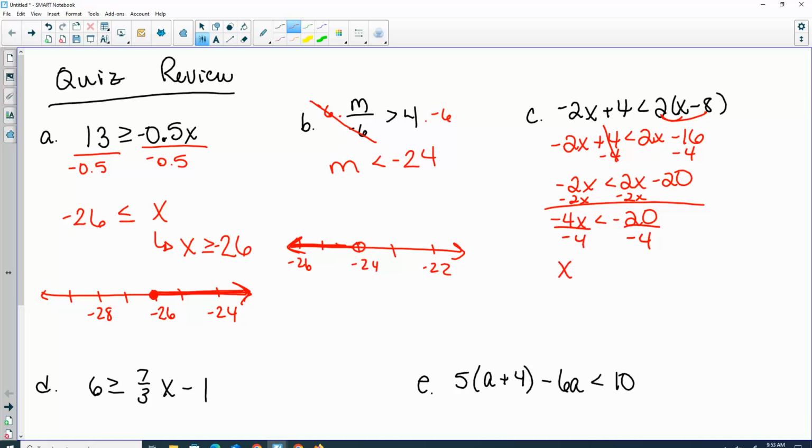And Jenna, if you divide by a negative number, what happens to our inequality? We divided by a negative, so what happens to our inequality? Flips it around, so we get x is greater than 5.